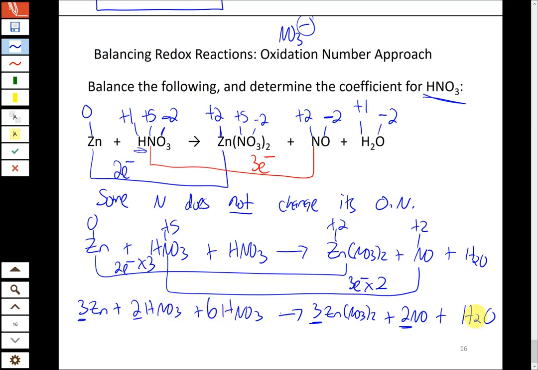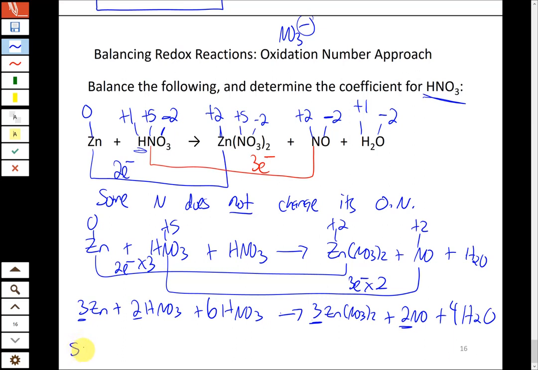And then to make sure oxygen is balanced, here on the left side we have 6 plus 18 is 24 oxygen atoms on the left. On the right we have 18 plus 2 is 20, so we need 4 more. So we're going to need to have 4 waters to make sure that there's 24 oxygen atoms on each side. So we do those two by inspection.